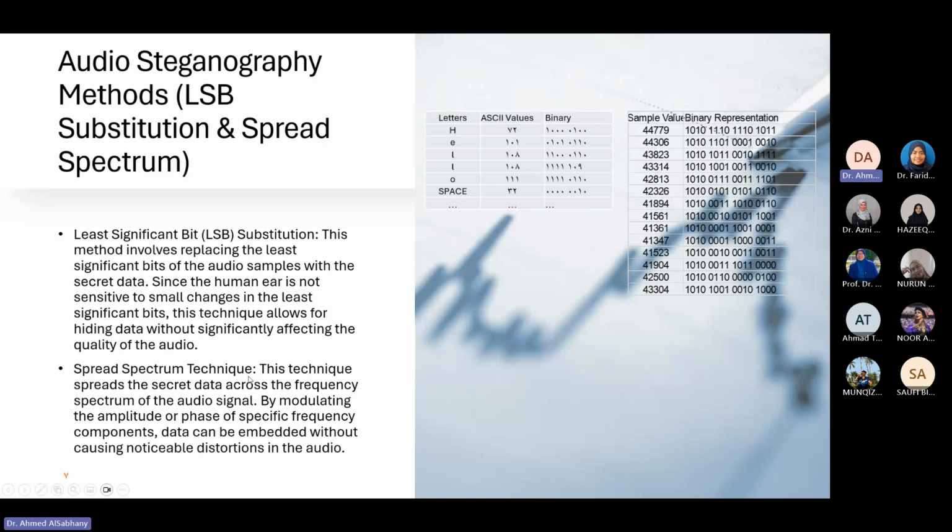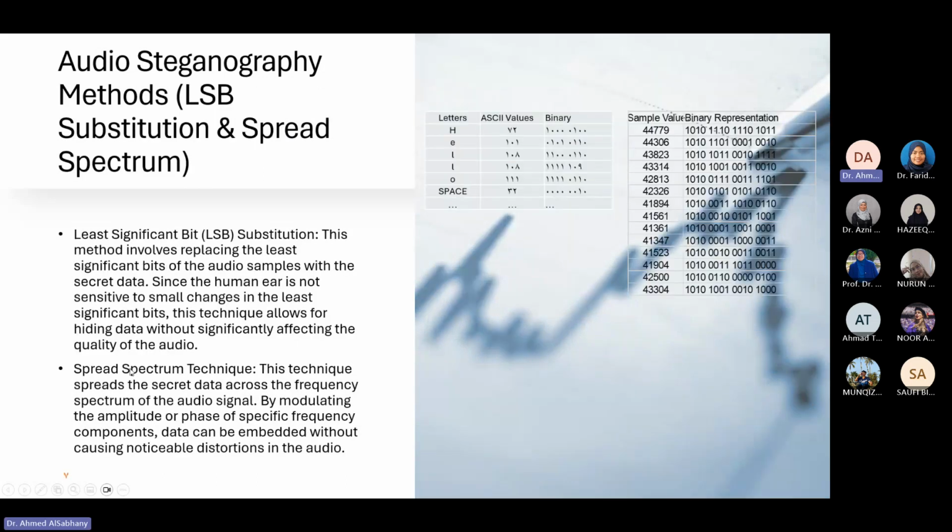The spread spectrum, on the other hand, is a method that is used for robustness, and in this method, each message bit, for example the H here or the E, is modulated a number of times to achieve a secret sequence, and this secret sequence will be embedded in the audio signal. It's used to achieve replicas of the message bit, so that it will be hard for attackers to destroy the embedded message.